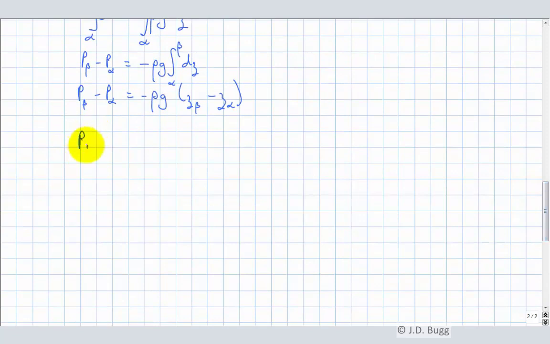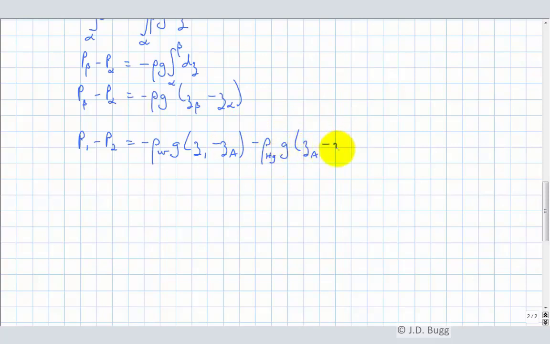We go back to P1 minus P2 now, and we use this equation 3 times. So first thing we get is minus the density of water times g times Z1 minus ZA, minus the density of mercury times g times ZA minus ZB, minus the density of water again times g times ZB minus Z2. So that's just the same equation written 3 times.